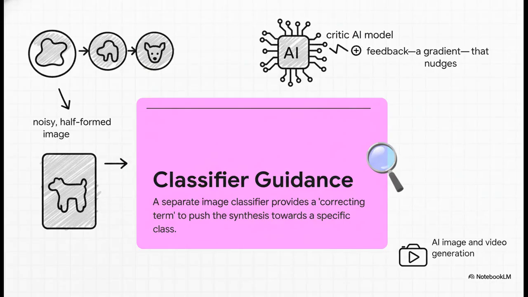So what's happening on a technical level? Well, this critic is a totally separate AI model, an image classifier that's been trained to recognize things. At every single step of the denoising process, it looks at the half-finished image and gives feedback. This feedback is called a gradient, which is really just a fancy way of saying it gives a little nudge, a little more of this, a little less of that.